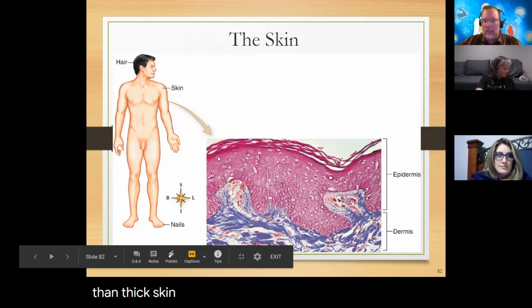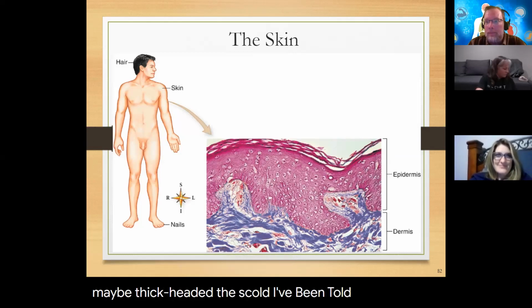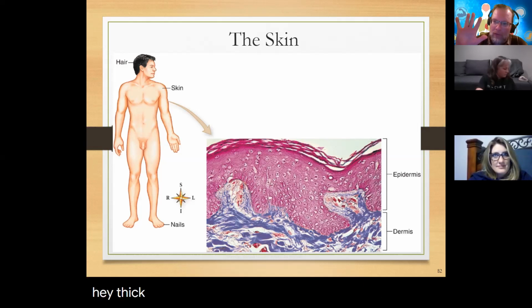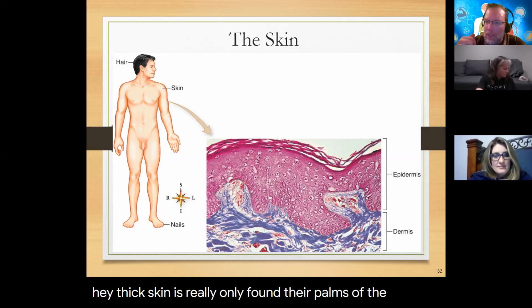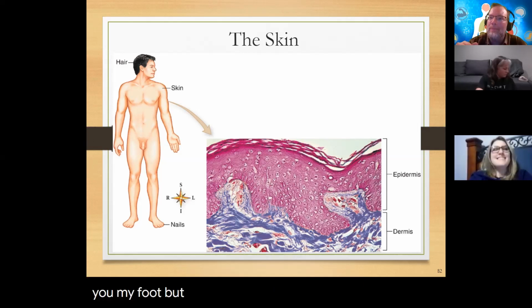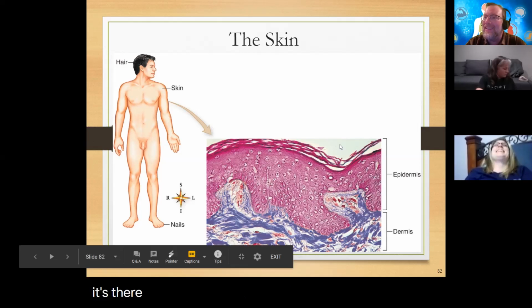Thin skin is what we see. And no, I know maybe you've been told you were thin skinned or maybe thick headed, thick skulled. I've been told that. But thick skin, thicker skin: we all have thin skin except on the palms of our hands and the soles of our feet. Thick skin is really only found there. I'm not going to take my sock and shoe off and show you my foot, but I'm sure you know what yours looks like. It's thick skin, which is good.